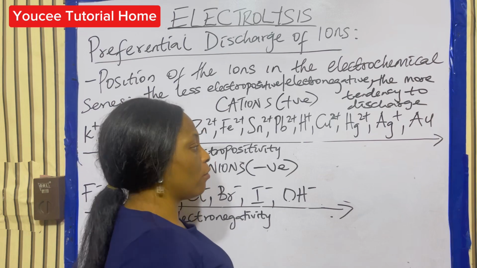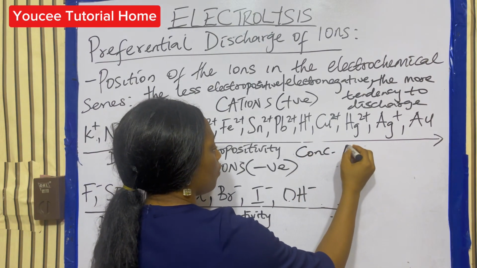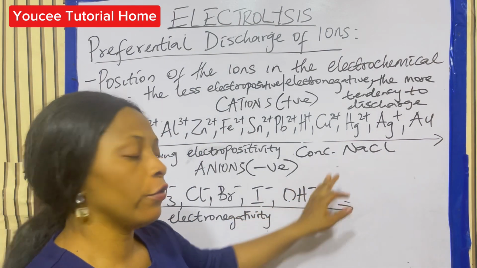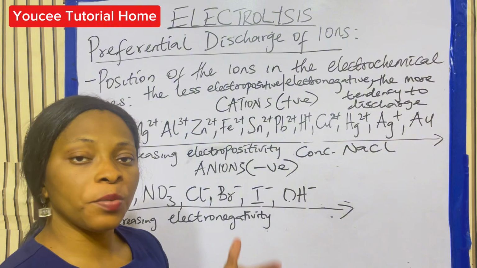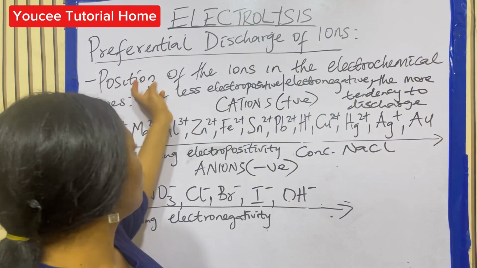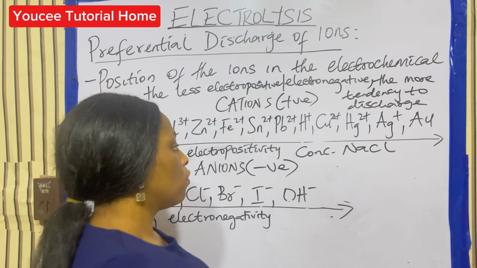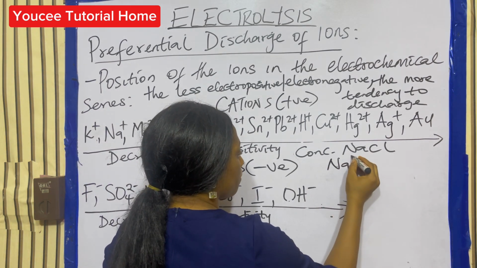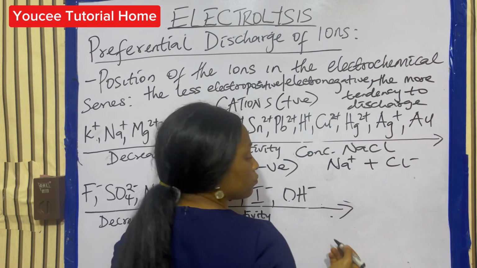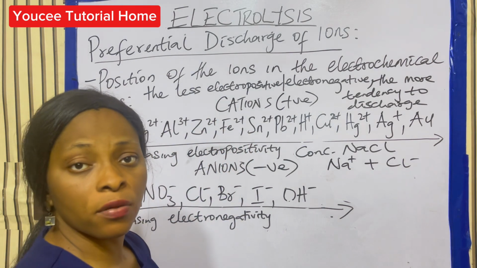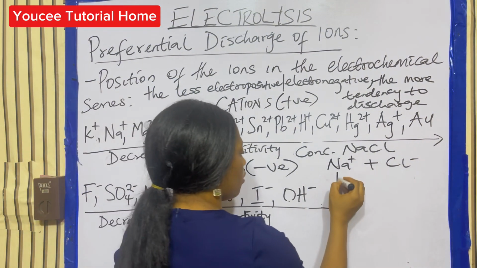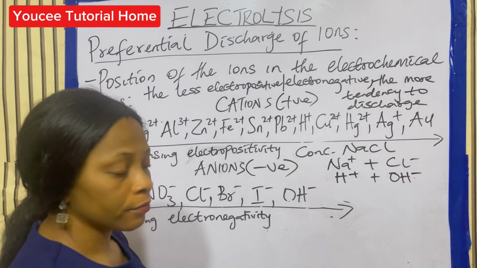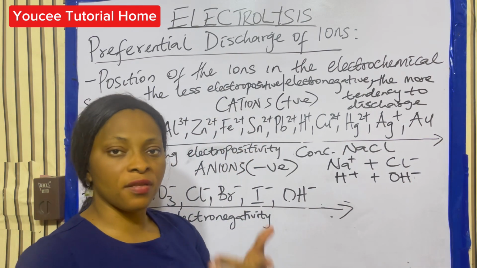Okay, so let's look at concentrated sodium chloride. Electrolysis of concentrated sodium chloride. Which one is going to be discharged? Using the position of the ions in the electrochemical series. So let's dissociate the ions. What will it be? Sodium plus chlorine. Then remember, electrolysis must take place in a solution, and that will be hydrogen plus OH. Are we together? So between this and this, who is going to be discharged?